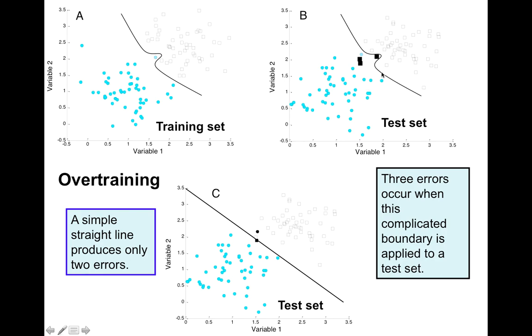So you can see that if you use this complicated boundary that overfit the training set, you have 3 errors in your data here. On the other hand, if we had done a simple linear separation and allowed ourselves to have an error on the original training set, then with the test set you actually get a better fit. You only have 2 errors here, one misclassified in each group.